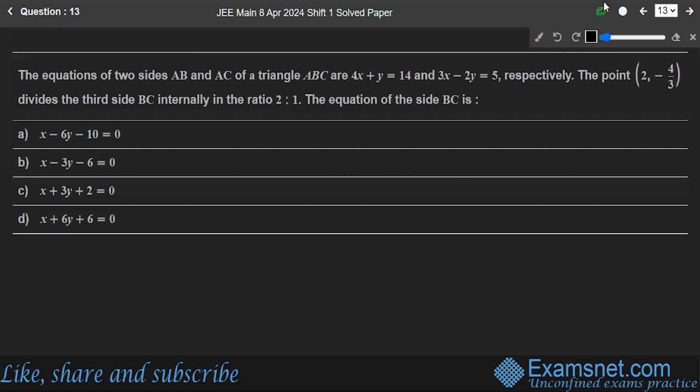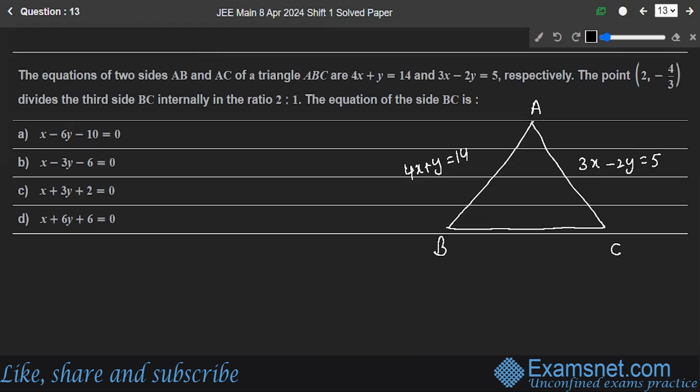Question number 13: the equations of two sides AB and AC of the triangle ABC are these two, respectively. The point D divides the third side BC internally in this ratio. What is the equation of the side BC? So let's say this is your triangle ABC, A, and this is B and C. The equation of AB is 4x plus y is equal to 14, and this is 3x minus 2y is equal to 5. Any point, let's say x1, y1, which is lying on this line, if I say this as x1, what will be y1? This will be 14 minus 4x1.